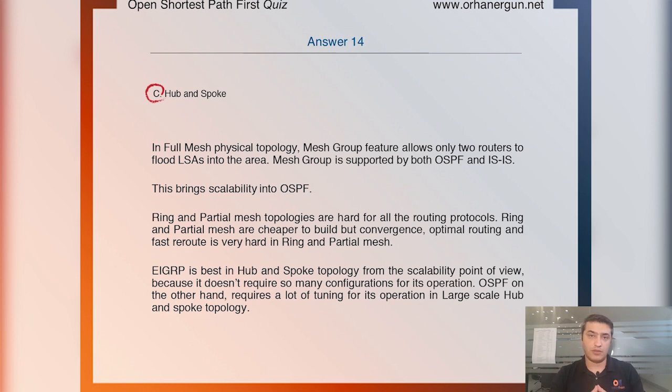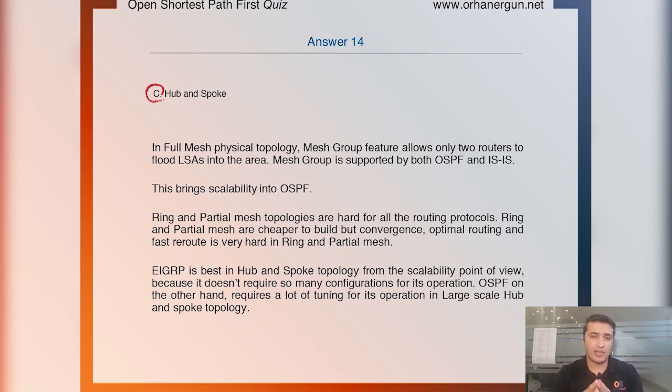EIGRP, for example, on a hub and spoke network is, we consider, best, okay? And OSPF is worst. We need to know this one, and the point is OSPF can work, of course, but in large-scale design, we need to tune a lot of parameters of OSPF to basically run on top of a hub and spoke network. On the other side, EIGRP is designed for this kind of hub and spoke topology, and there are some features like EIGRP stub to run in a large-scale hub and spoke network and prevent the spoke routers from being transit routers.